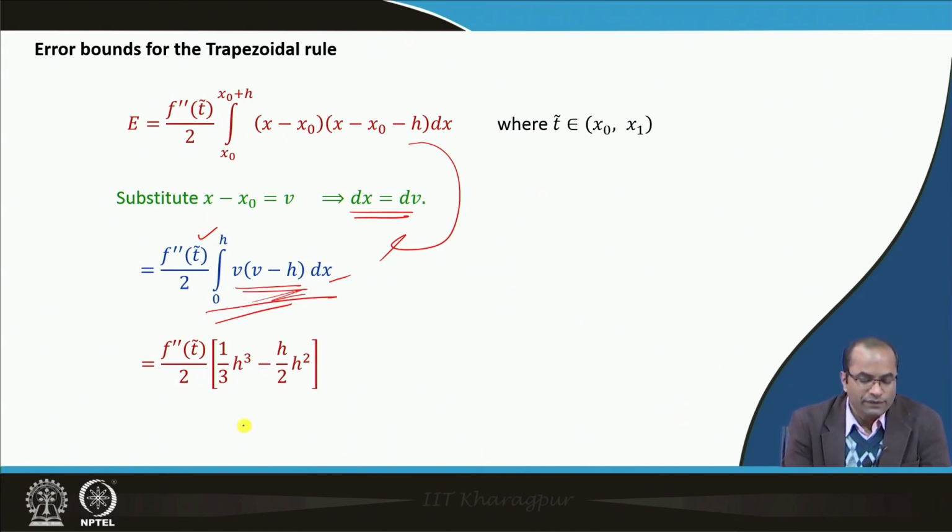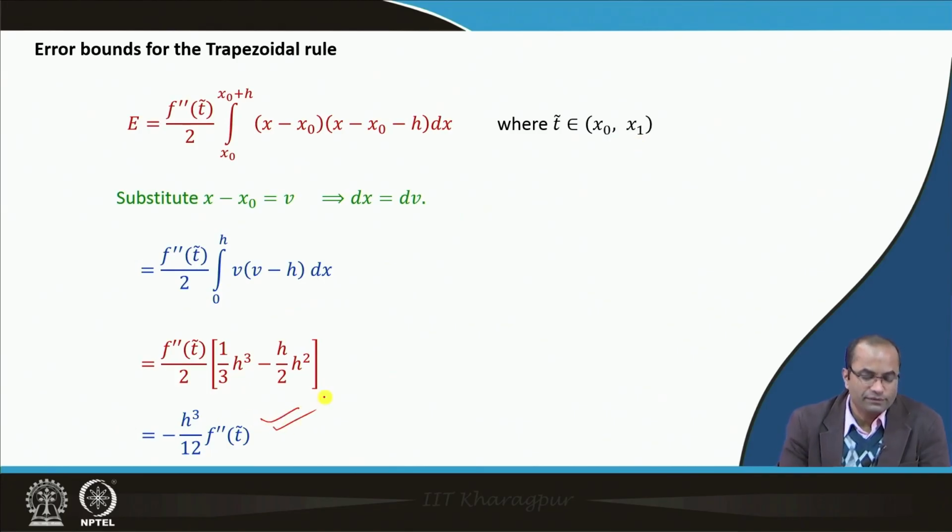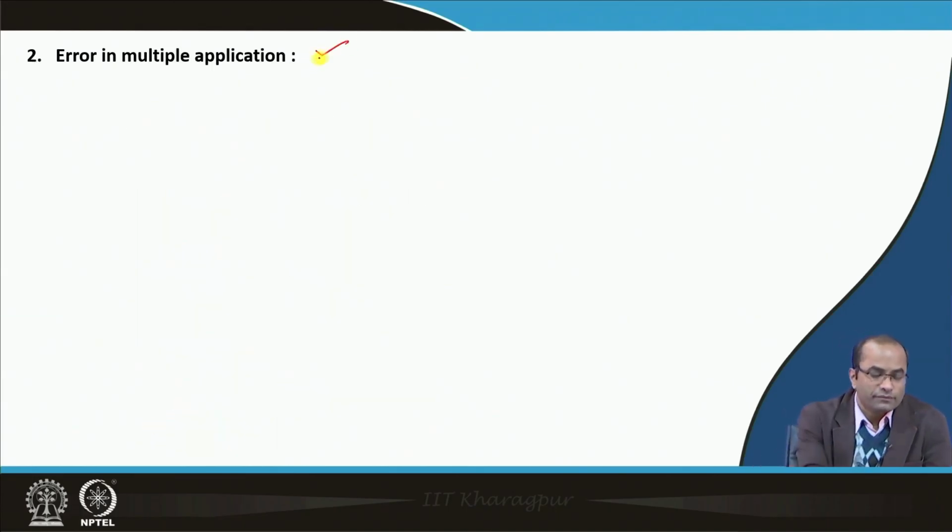And now, we can integrate this. So, after this integration, what will we get? We will get this error as minus h cube by 12, and there will be this double derivative evaluated at some point t tilde between this interval x naught to x 1. So, this is the error in a single application of the trapezoidal rule, and it is of order h cube. Now, we will see the error in multiple applications.